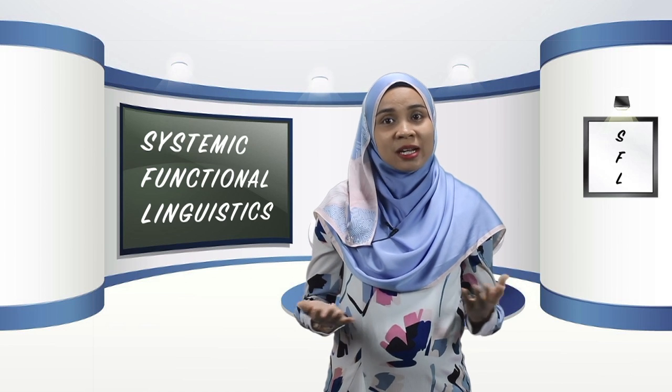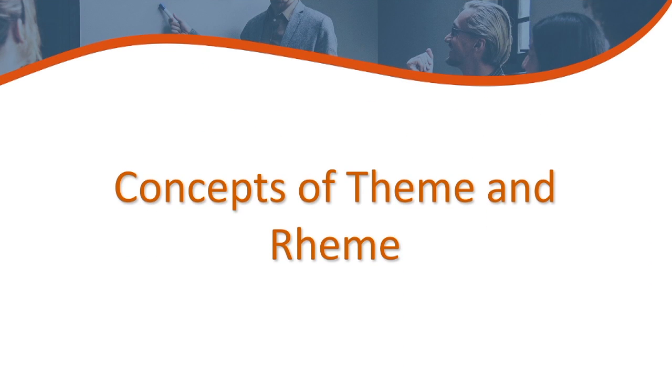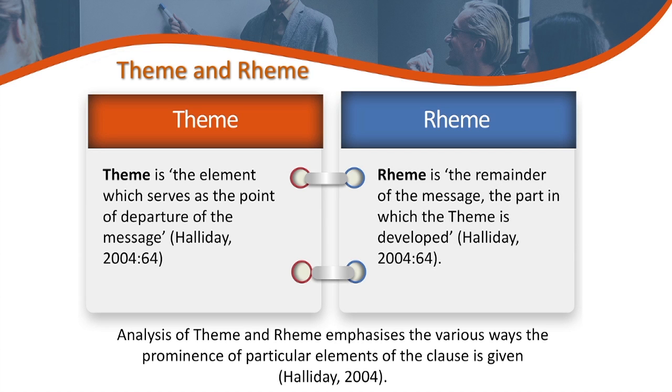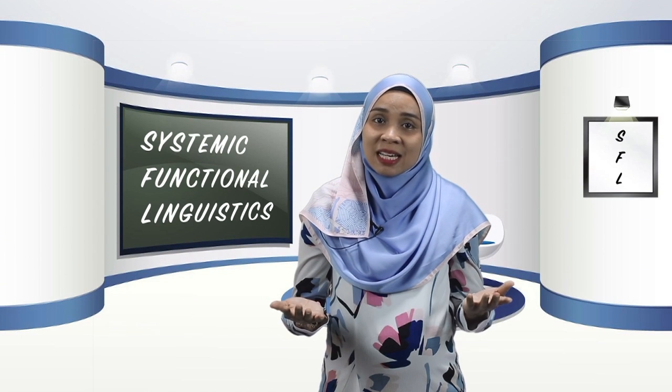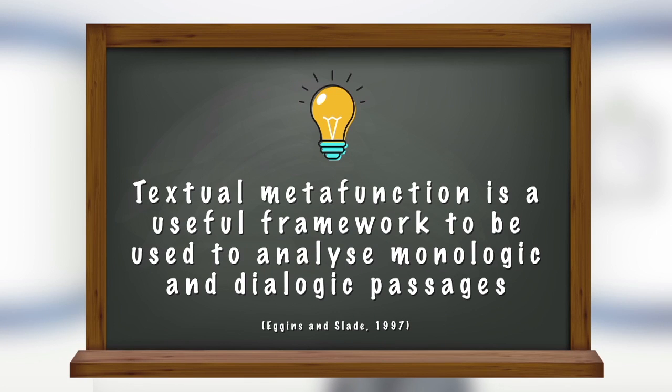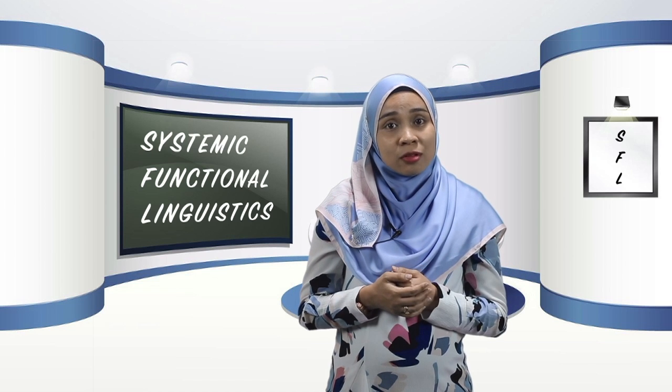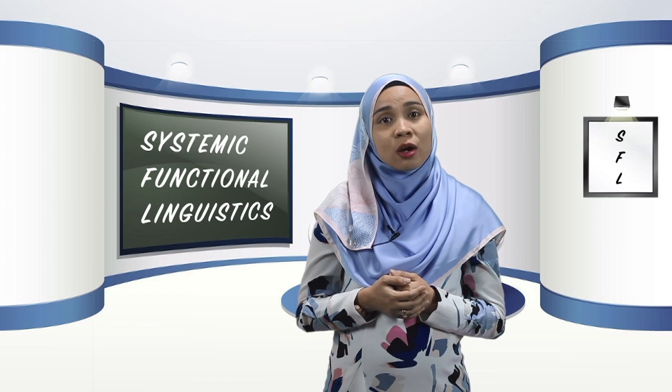To kickstart our theme analysis, we will start by analyzing the function of theme in terms of framing, by firstly understanding the concepts of theme and rheme. According to Halliday, theme is the element which serves as the point of departure of the message, while rheme is the remainder of the message, the part in which the theme is developed. By analyzing themes and rhemes in a text, we will be able to identify the elements of the clause that have been given prominence in a text. To help you to understand better about these concepts, let's have a look at the different levels of how themes help to enhance understanding of language in text.